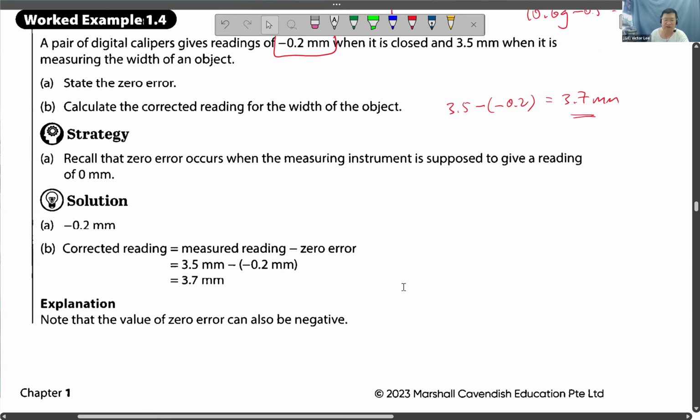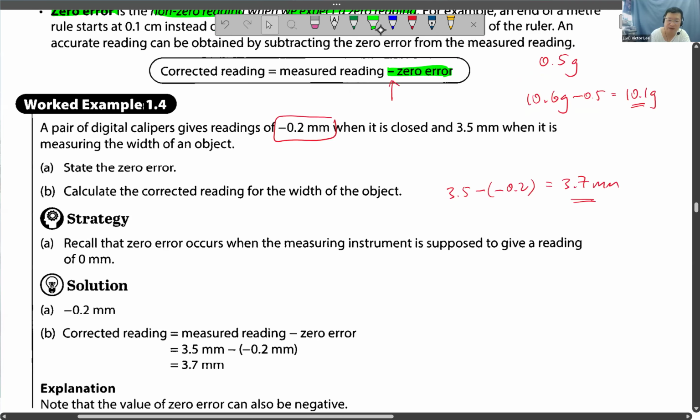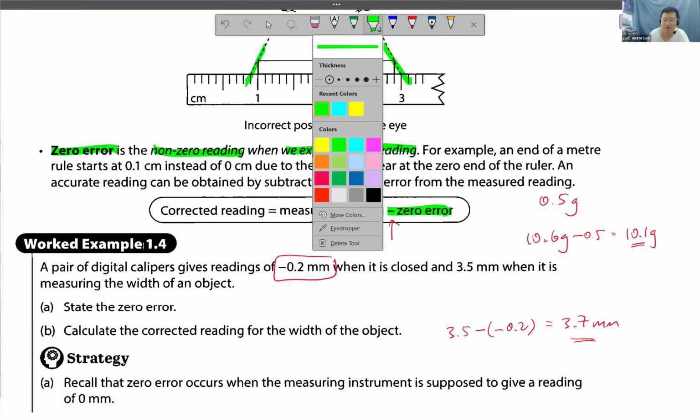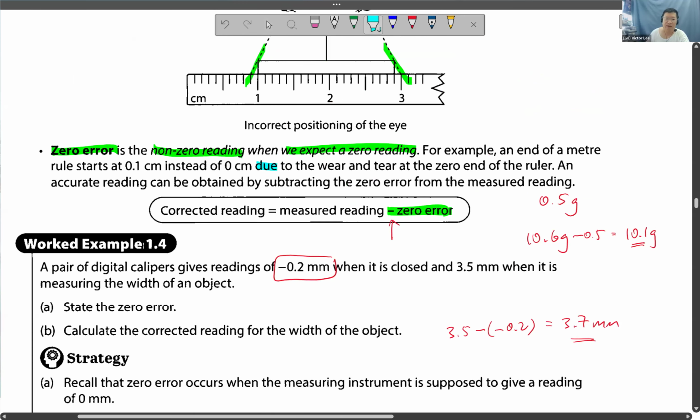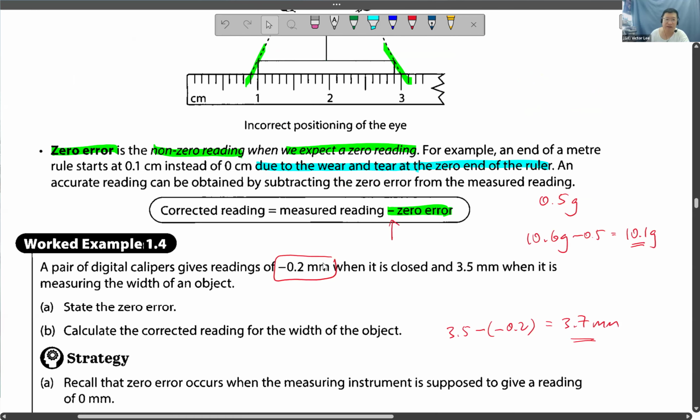Okay, so why is there zero error? Zero error is because of wear and tear. Just remember, I didn't go through the detail, but now you need to know, it is due to wear and tear at the zero end of the ruler or instrument. So if you use an electronic balance for too long, maybe inside there's a misalignment. So you need to press the word tare, T-A-R-E, to set to zero before you measure. Okay. All right, next one.